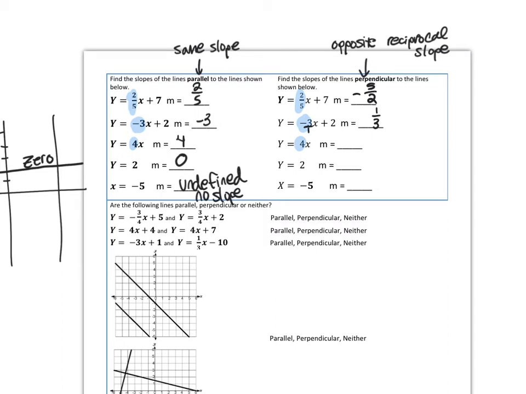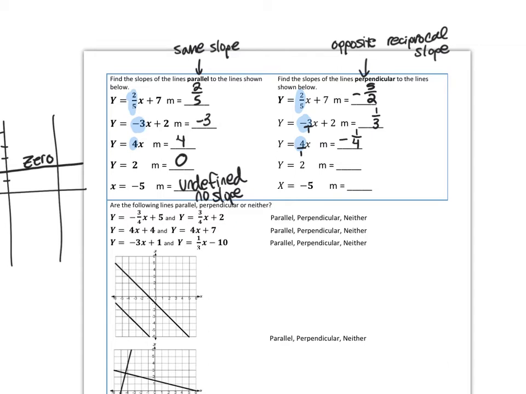Okay, now the next one we have a slope of 4, and remember that's really a slope of 4 over 1. So the reciprocal of that slope would be 1 over 4. Since it's a positive 4, I'm going to want my slope of my perpendicular line to be a -1/4. That's the opposite part.